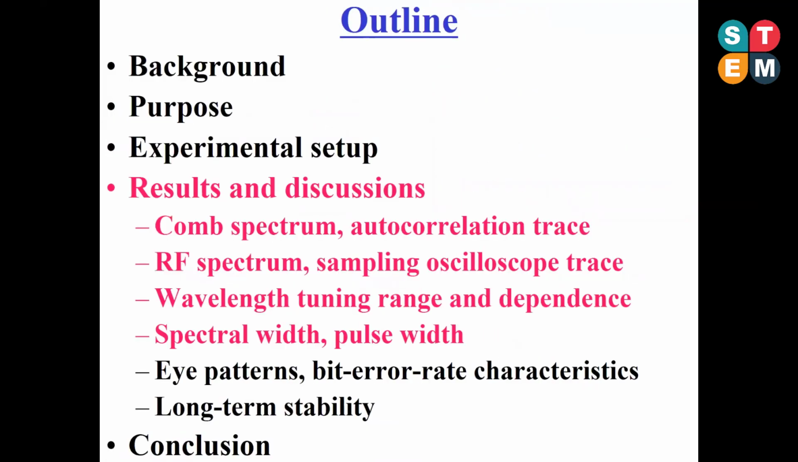Next, we go on to the experimental results and the discussions. Firstly, I am going to explain the basic output characteristics of the bismuth-based frequency comb generator.